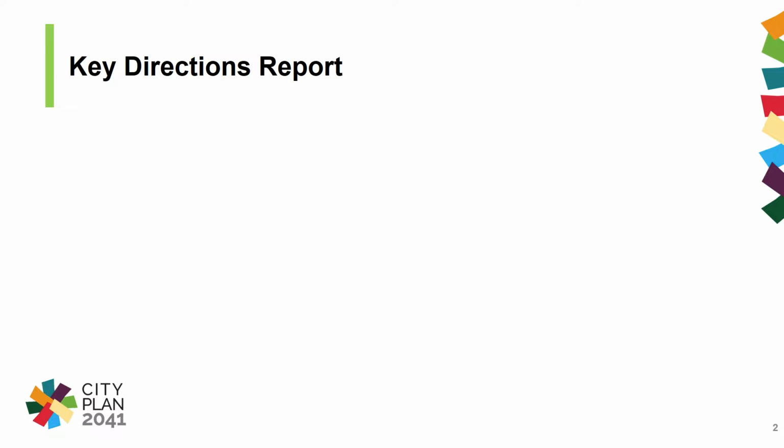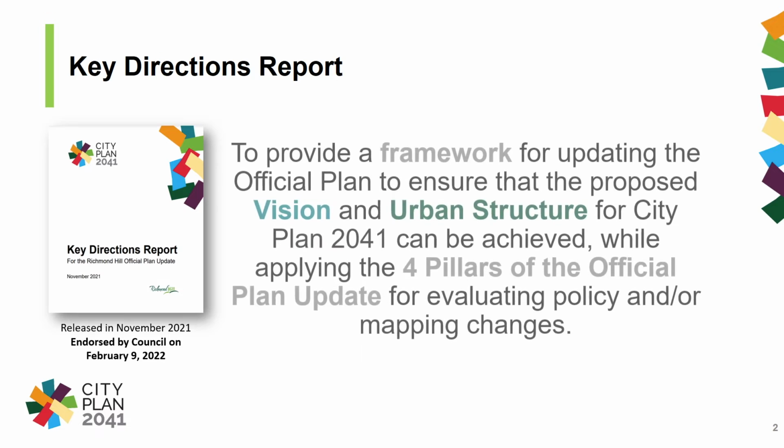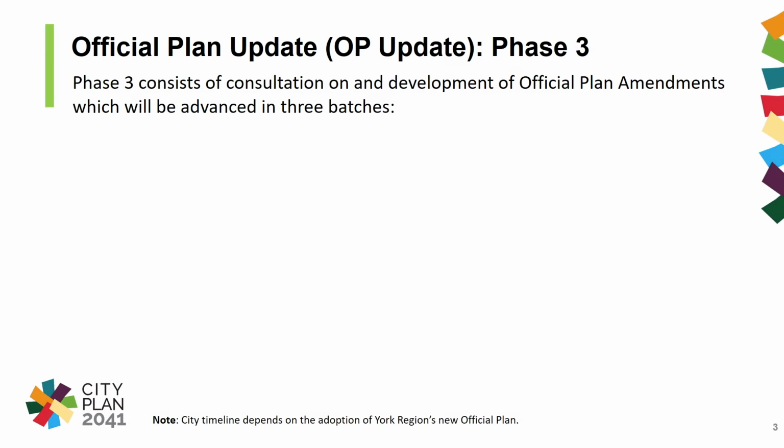But first, I should let you know that the City of Richmond Hill's official plan update started in 2019 with lots of public consultation along the way. A big milestone was the completion of the Key Directions Report, which was endorsed by Council. The Key Directions Report is a roadmap for how the official plan will be updated. It has a vision for city planning that was developed with Council and the public, and it has lots of details on what changes need to be made to the official plan in order to achieve that vision over the next 20 years. The city is now in the third phase of the OP update process.